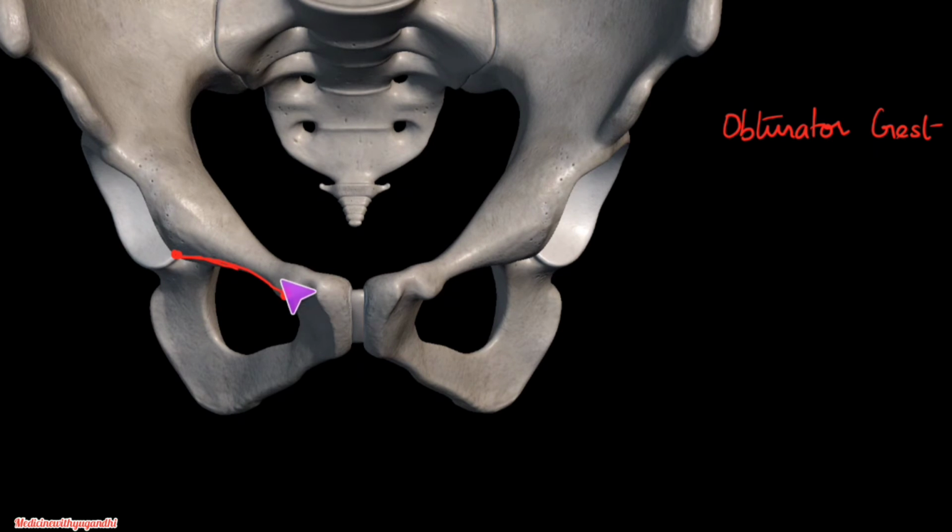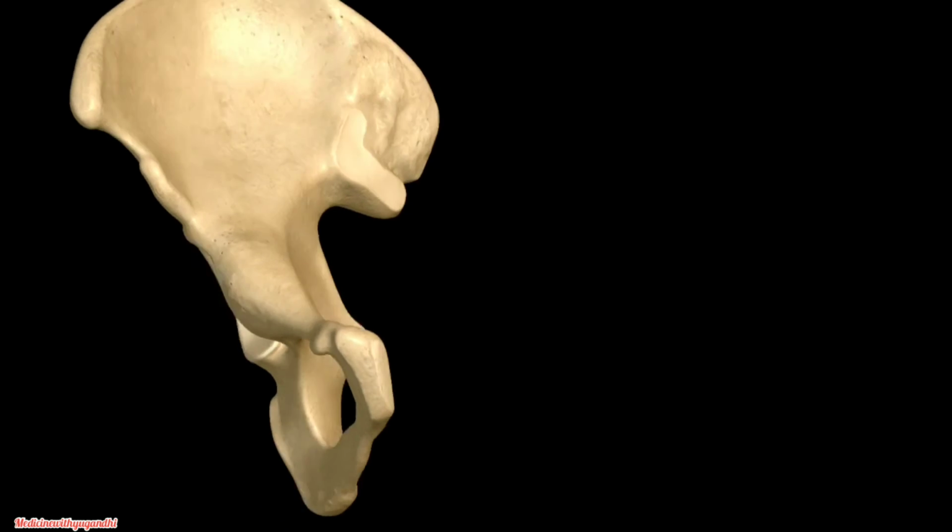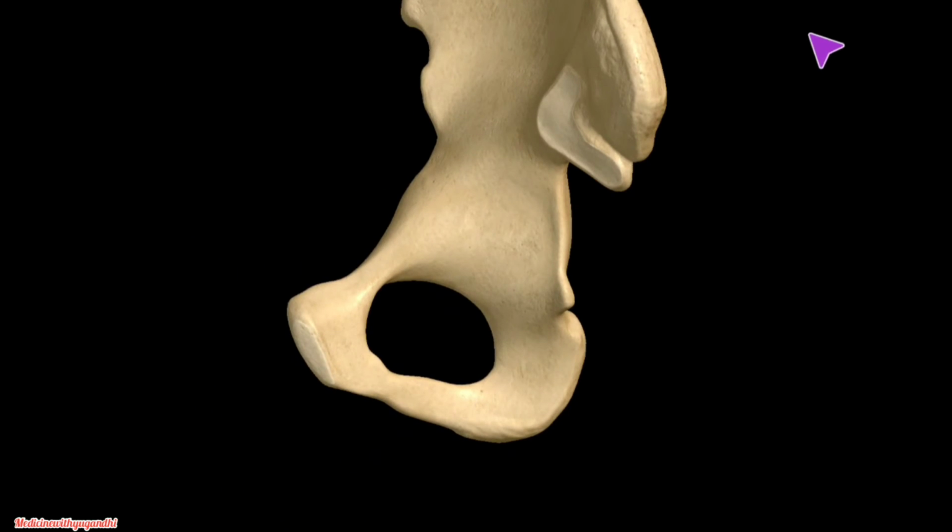So the obturator crest, again I am repeating, extends from the pubic tubercle till the acetabulum. Coming to the next border, that is the pectineal line. The pectineal line extends from the posterior surface of the pubic tubercle and continues upwards till the arcuate line. Once again, this is the pectineal line. It extends from the posterior surface of the pubic tubercle till the arcuate line.